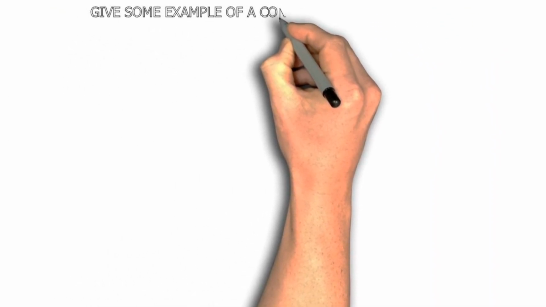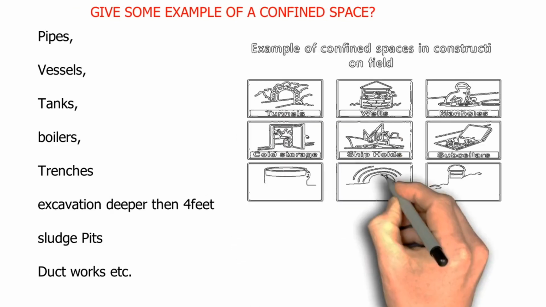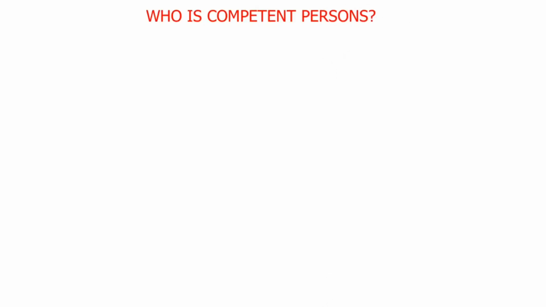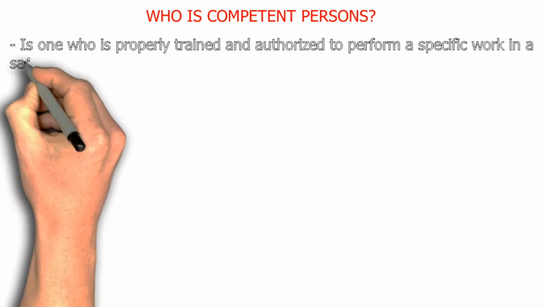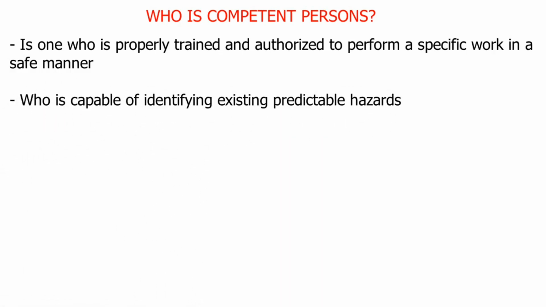Give some examples of a confined space. Pipes. Vessels. Tanks. Boilers. Trenches. Excavation deeper than 4 feet. Sludge pits. Ductworks, etc. Who is a competent person? One who is properly trained and authorized to perform a specific work in a safe manner, who is capable of identifying existing predictable hazards.